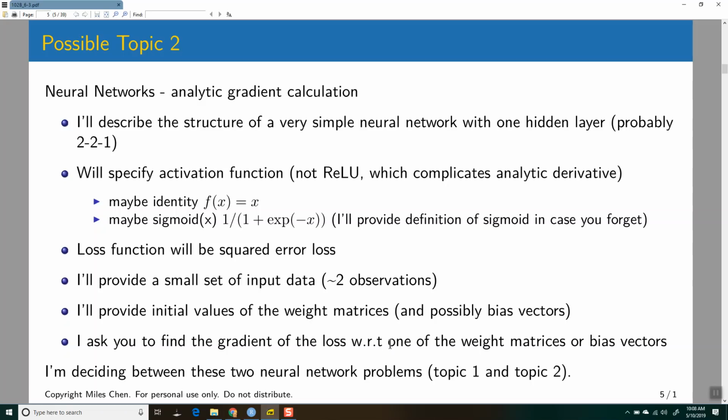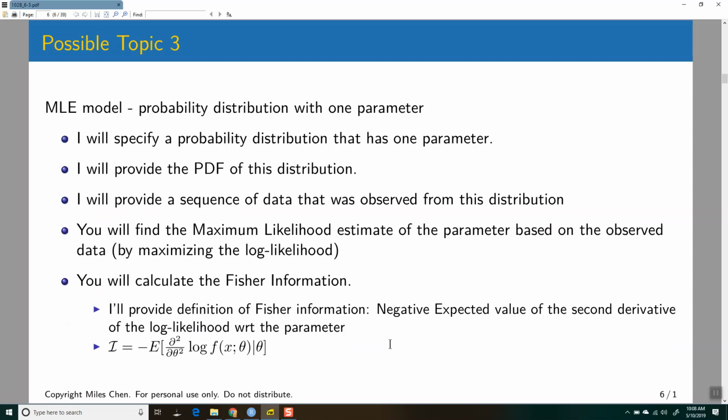And then I'm debating between another two regarding MLE/Fisher information, and again, writing these out, trying to decide. Okay, so this one, I'll give you some kind of MLE model, which will be a probability distribution with one parameter. So I think in class we looked at things like the Bernoulli. There's other distributions with single parameters, things like... I don't know if I want to list them off, but you should be familiar with some distributions, right?